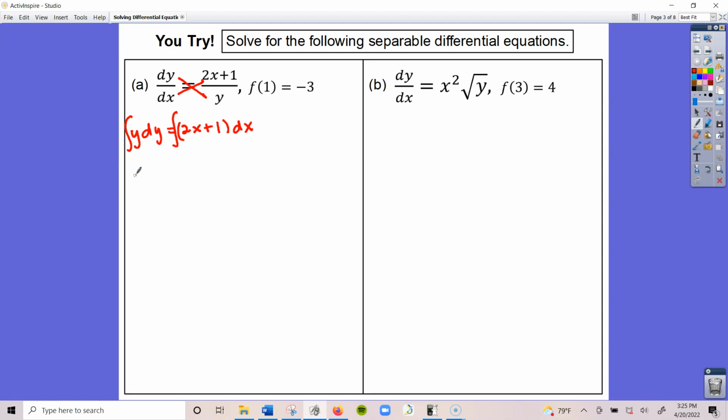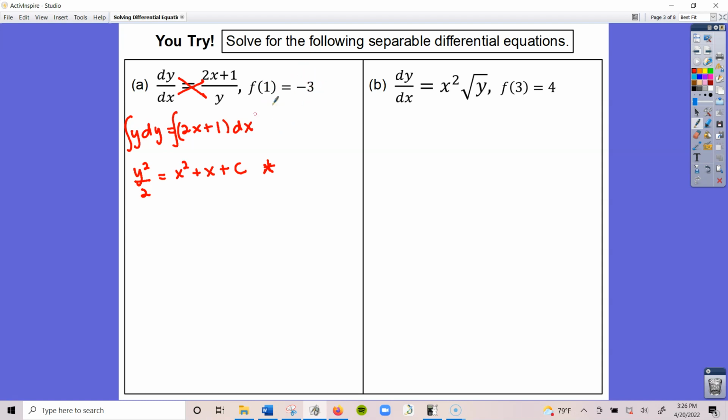The integral of y is y squared over 2, is equal to 2x squared over 2, which is x squared, plus x plus c. So this is my general solution so far. Now I'm going to plug in my initial condition.